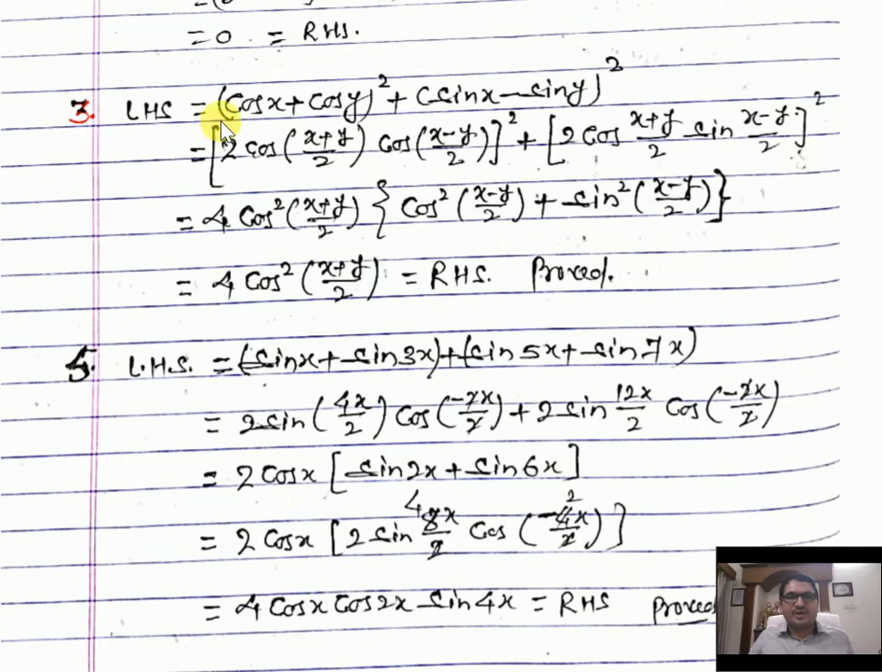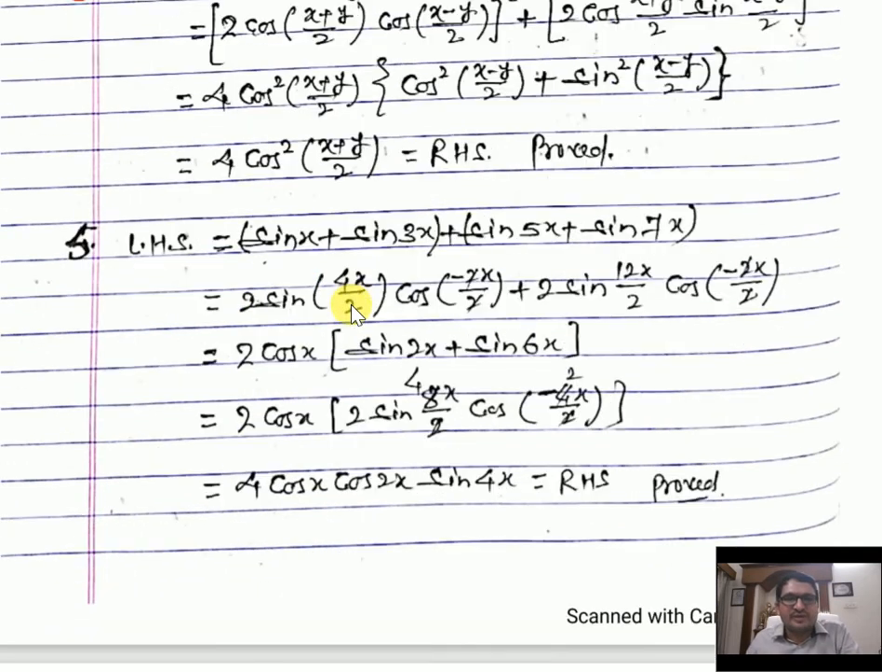(cos C plus cos D) whole square plus (sin C minus sin D) whole square. Apply the formula: cos C plus cos D is 2 cos((C plus D)/2) cos((C minus D)/2), and sin C minus sin D is 2 cos((C plus D)/2) sin((C minus D)/2), whole square. 2 square is 4, and cos square((x plus y)/2) is common. So the remaining part will be cos square((x minus y)/2) plus sin square((x minus y)/2). So cos square θ plus sin square θ is 1. So the right-hand side is 4 cos square((x plus y)/2).